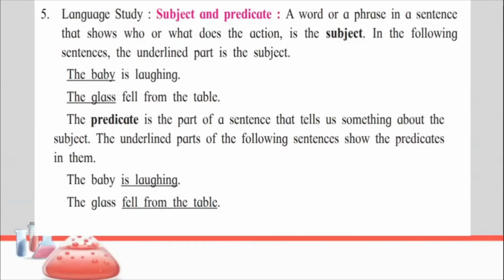Whereas what is the predicate they're saying? The predicate is a part of a sentence that tells us something about the subject. So we also learned the same thing. We just said that the predicate is a part which contains the action, or it is part which shows the verb. So look at the same example again. The baby is laughing. So what is the baby doing? What is the action? The baby is laughing. So is laughing is a predicate. The glass fell from the table. What happened to the glass? The glass fell from the table. So that is the predicate.